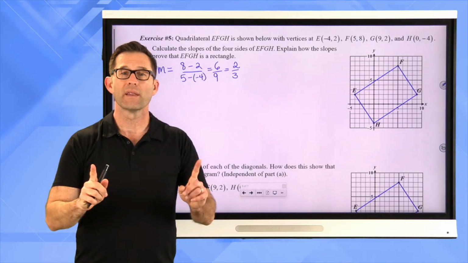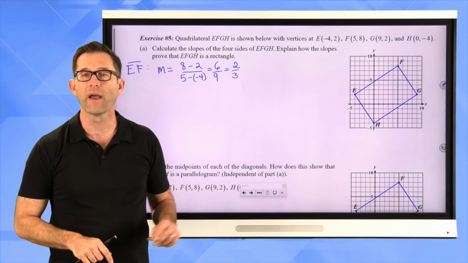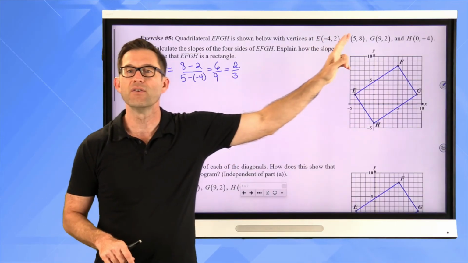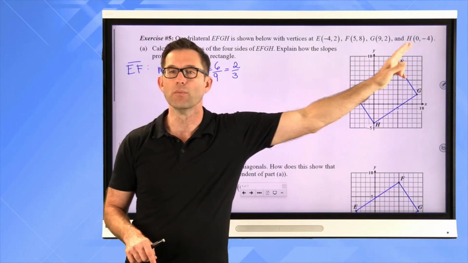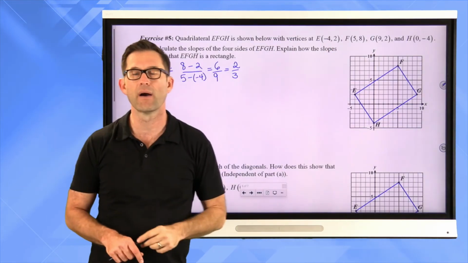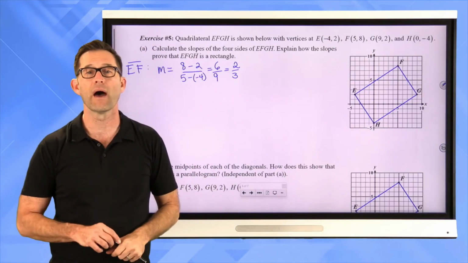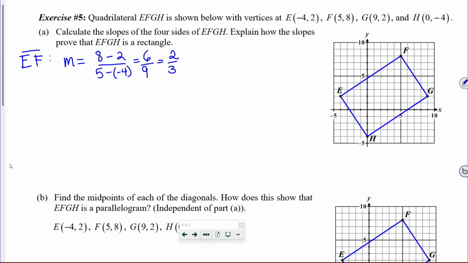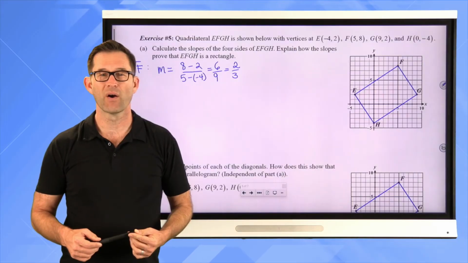Awesome. What I'd like you to do now is pause the video and work your way around the figure. So do the slope of FG, do the slope of GH, and then do the slope of HE or EH, however you want to look at it. Pause the video now and come up with the remaining 3 slopes. All right, let's do it.